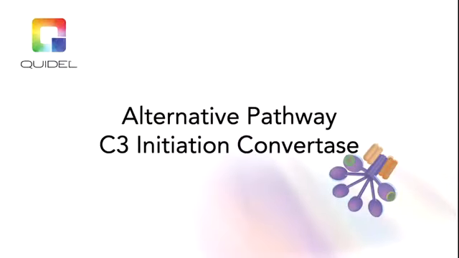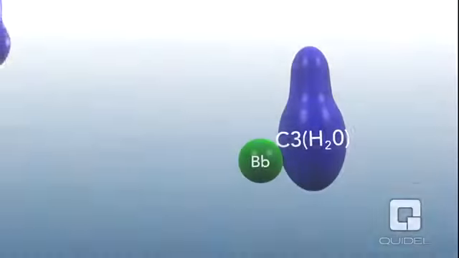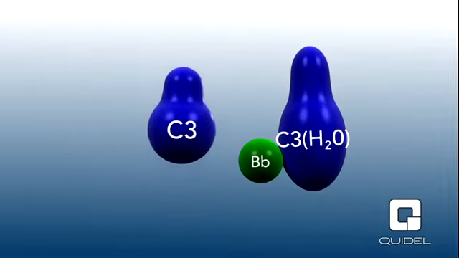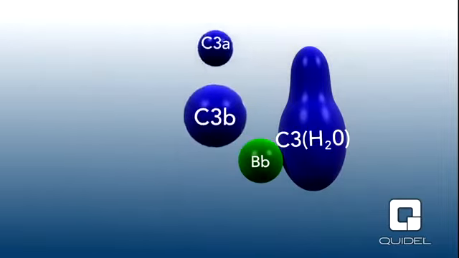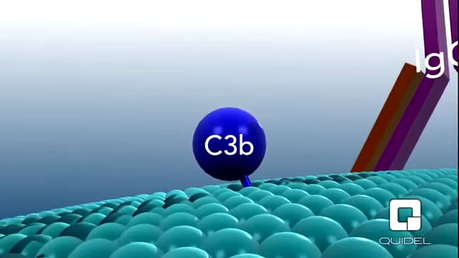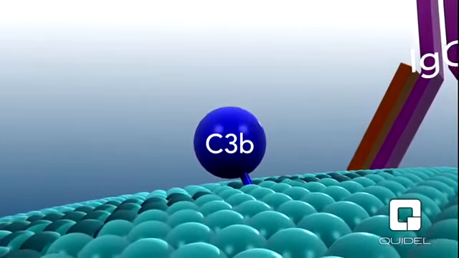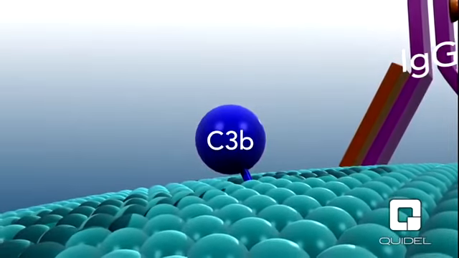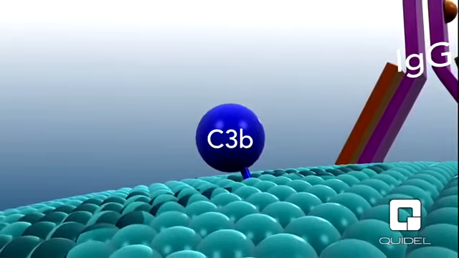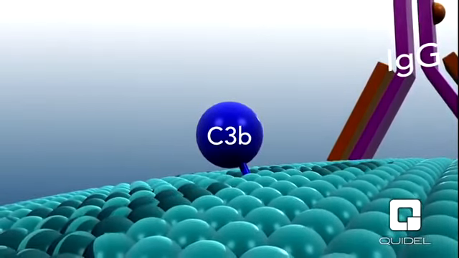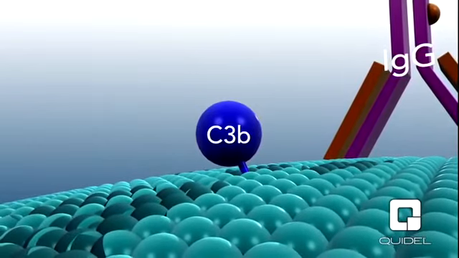Alternative pathway C3 initiation convertase. This initiation convertase cleaves C3 into two fragments, C3a and C3b. The newly generated C3b can covalently attach to nearby surfaces, just as C4b does in the classical pathway. In the absence of an appropriate activator for the alternative pathway, complement regulatory proteins block further activation of the pathway.